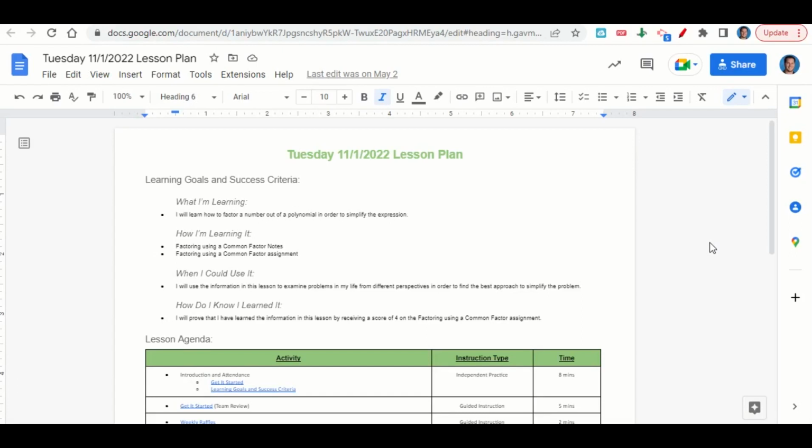First, what are we learning? We're learning how to factor a number out of a polynomial in order to simplify the expression. How are we learning it? Through the factoring using a common factor notes and factoring using a common factor assignment. When can we use this information? To examine problems in your life from different perspectives in order to find the best approach to simplify the problem. How do you know you learned it? By getting a score of 4 on the factoring using a common factor assignment.